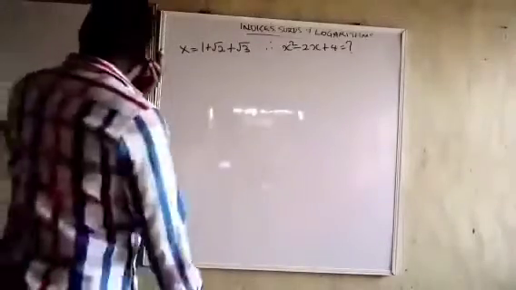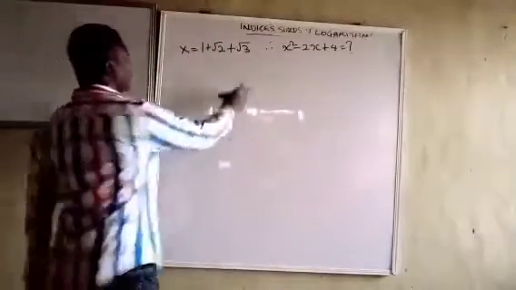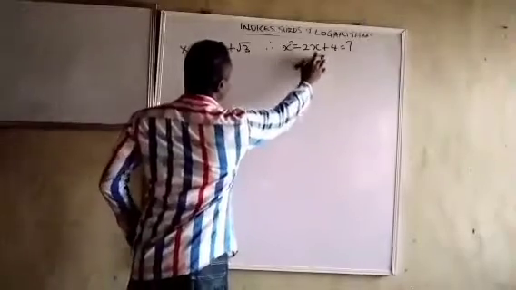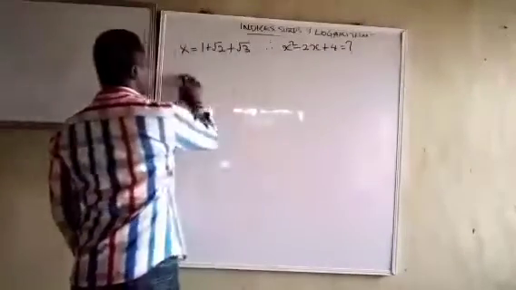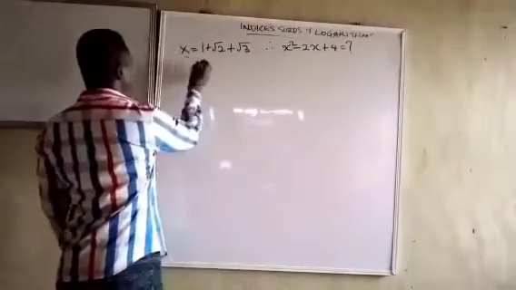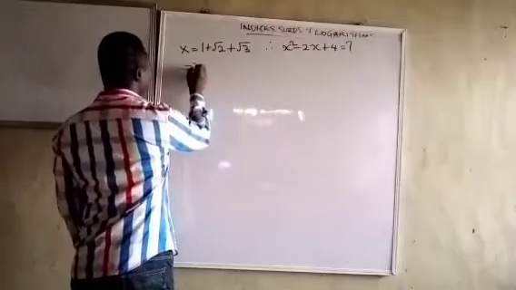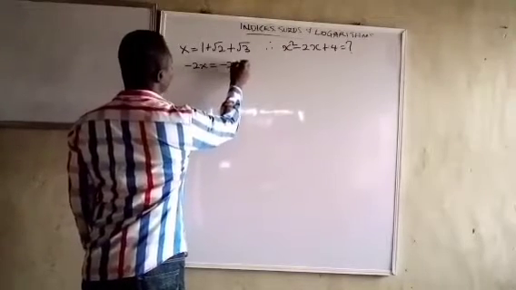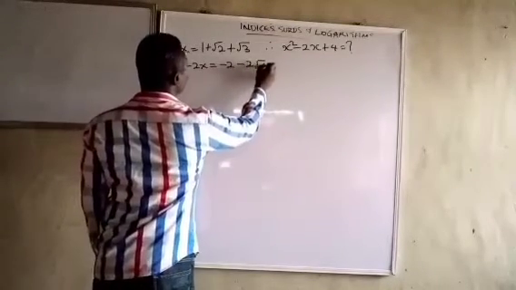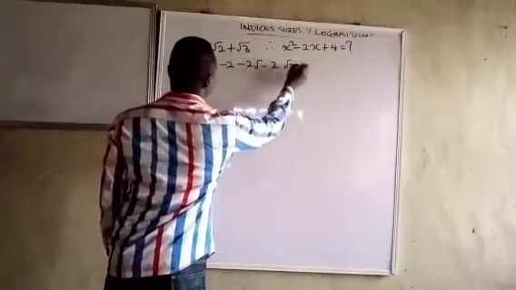We have a question. X equals 1 plus root 2 plus root 3, and we have to find the value of x squared minus 2x plus 4. Let's start by finding the value of minus 2x. So minus 2x is equal to minus 2 minus 2 root 2 minus 2 root 3.